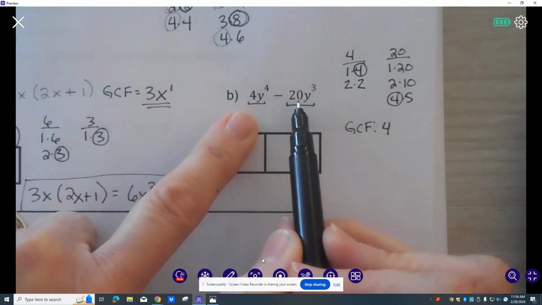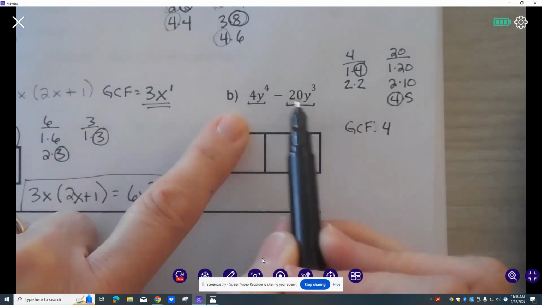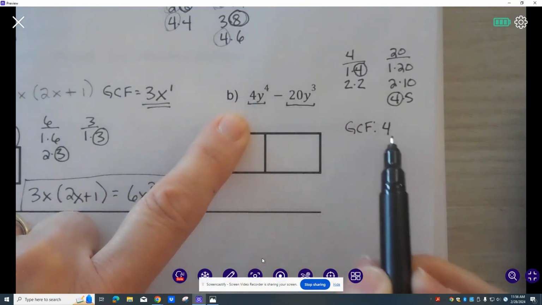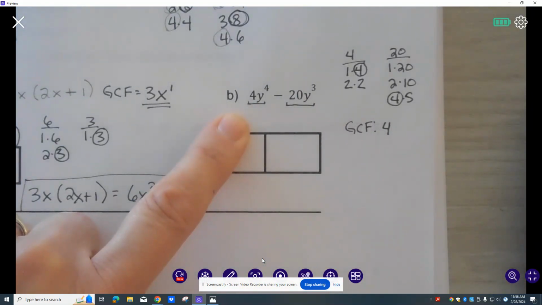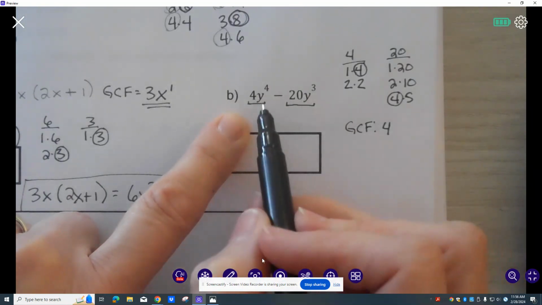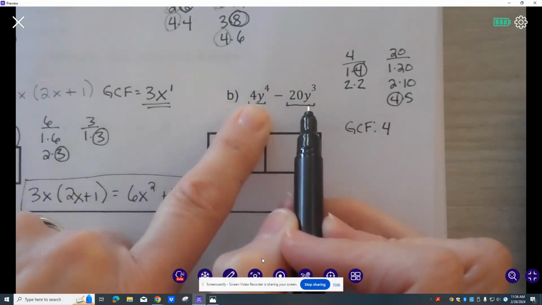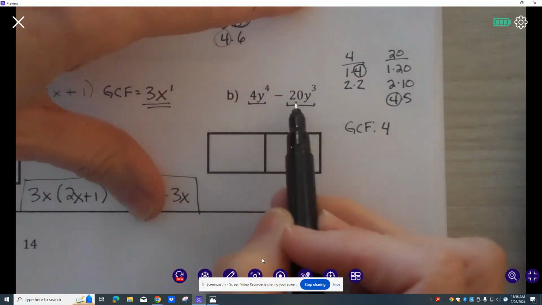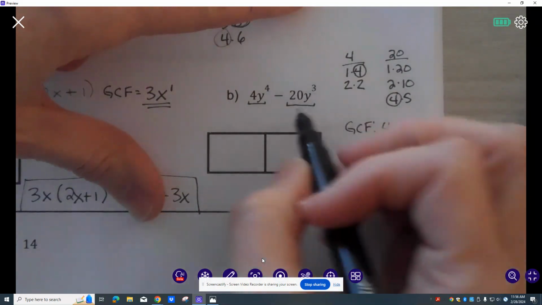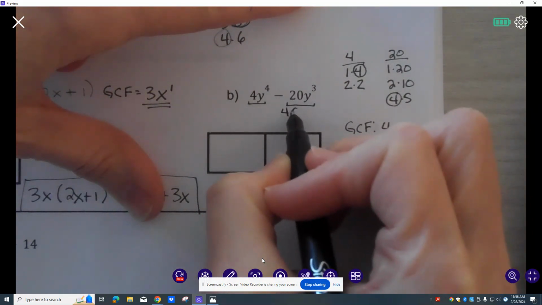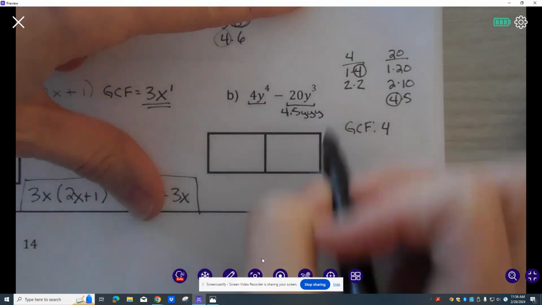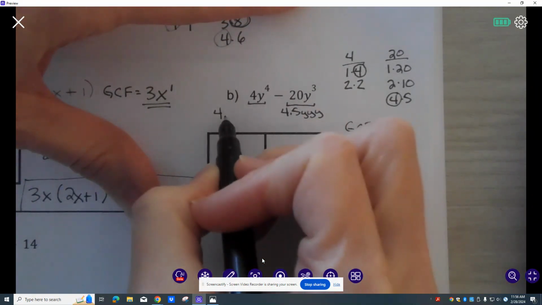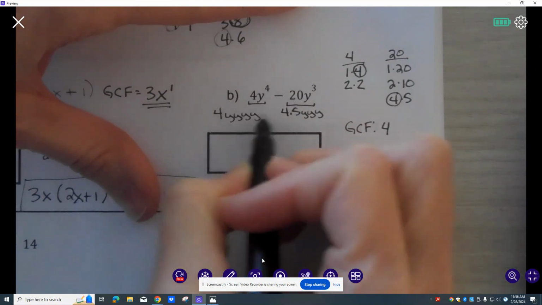Take your bigger number here, divide it by your smaller, so 20 divided by 4. I got a nice whole number. That means 4 is my greatest common factor. So I also want to check my variables. They both have y's. This term has 3 y's. So this 20y to the third I could think of as 4 times 5 with 3 y's. The 4y to the fourth I could think of as 4 with 4 y's.